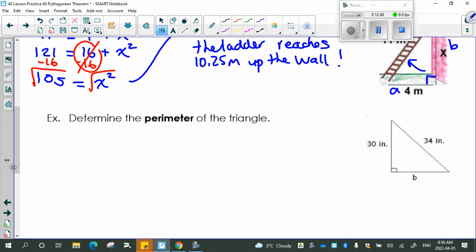Determine the perimeter of the triangle. We talked about perimeter in Unit 1. Does anyone remember how you find a perimeter of something? What does that word mean, if you see it? Add up the outside edges. Okay.